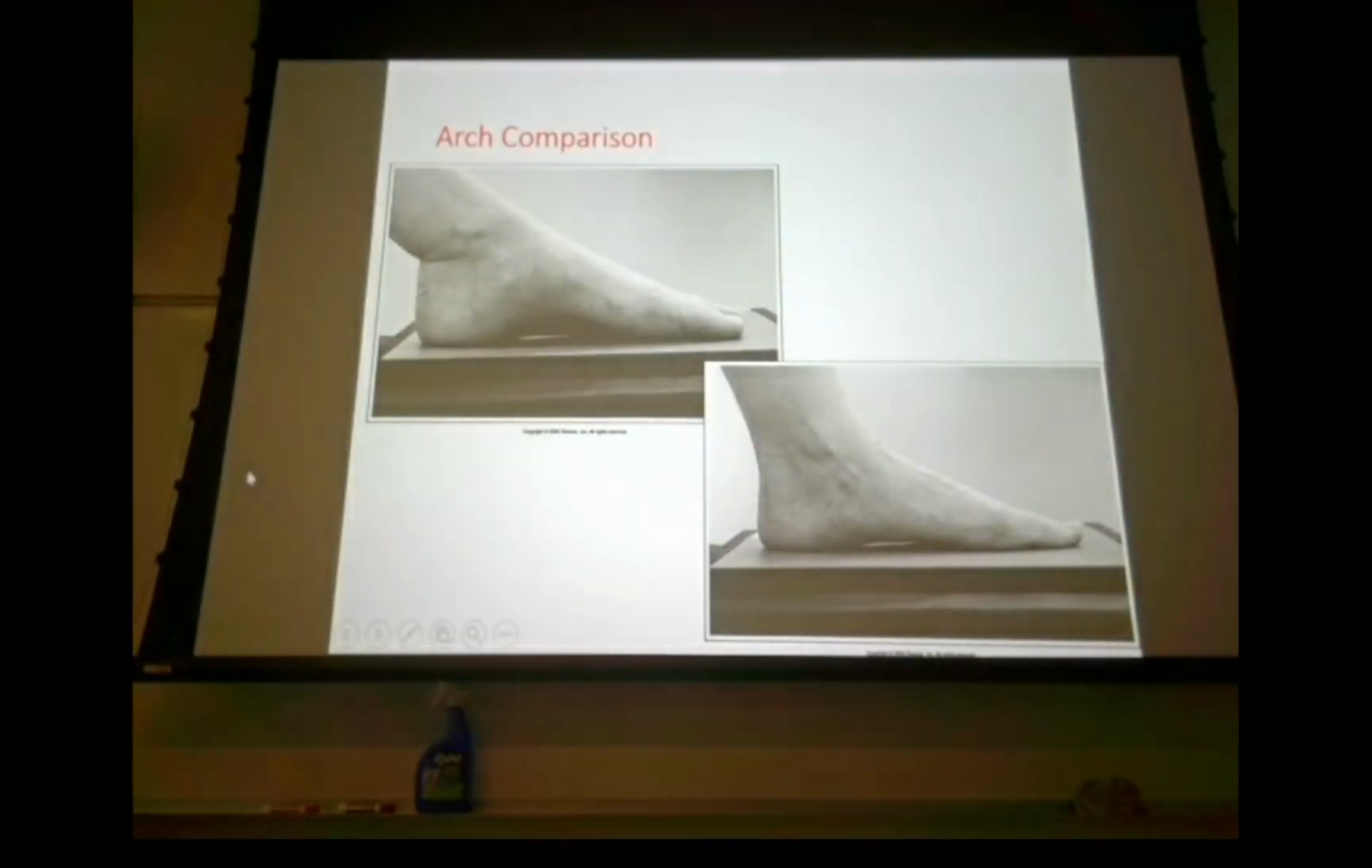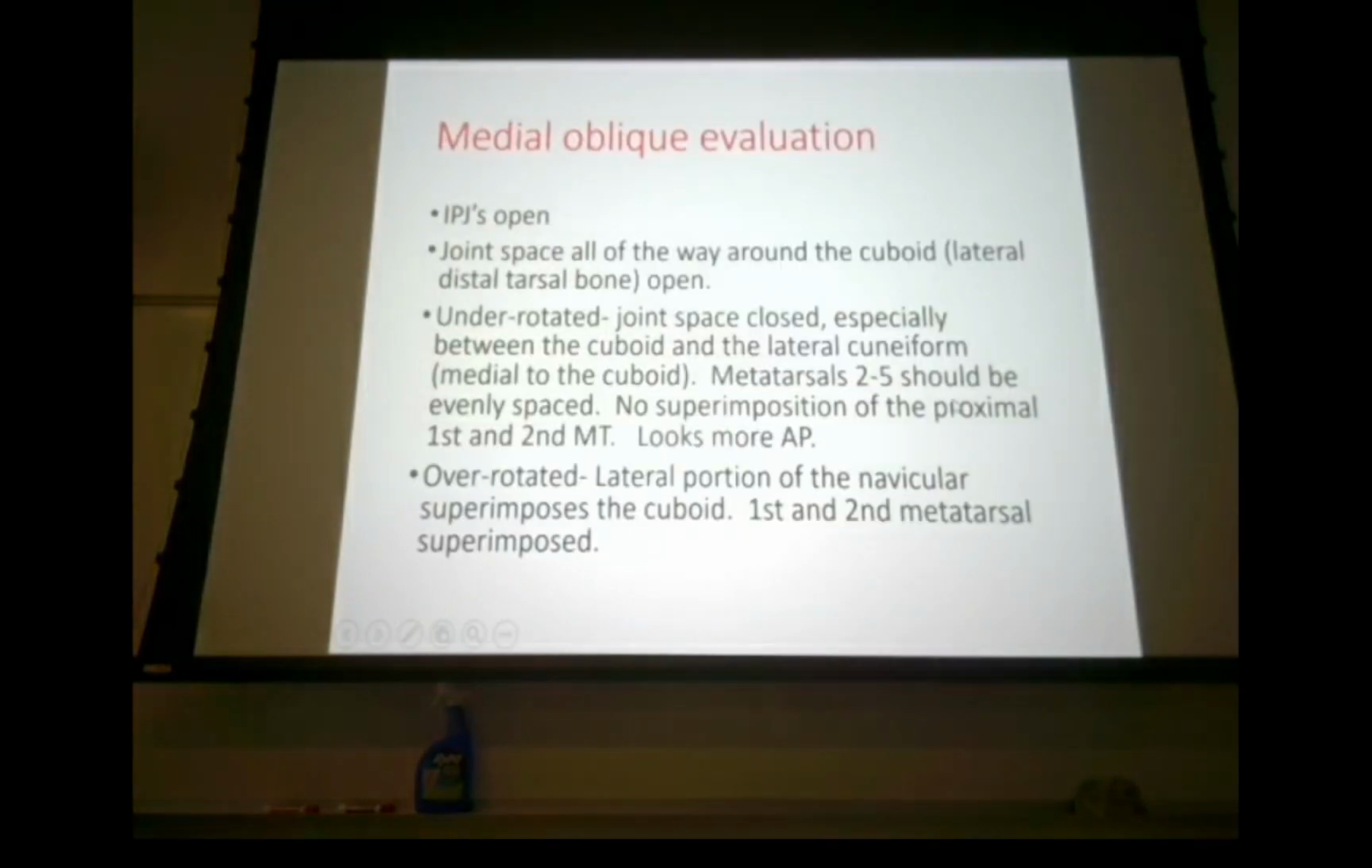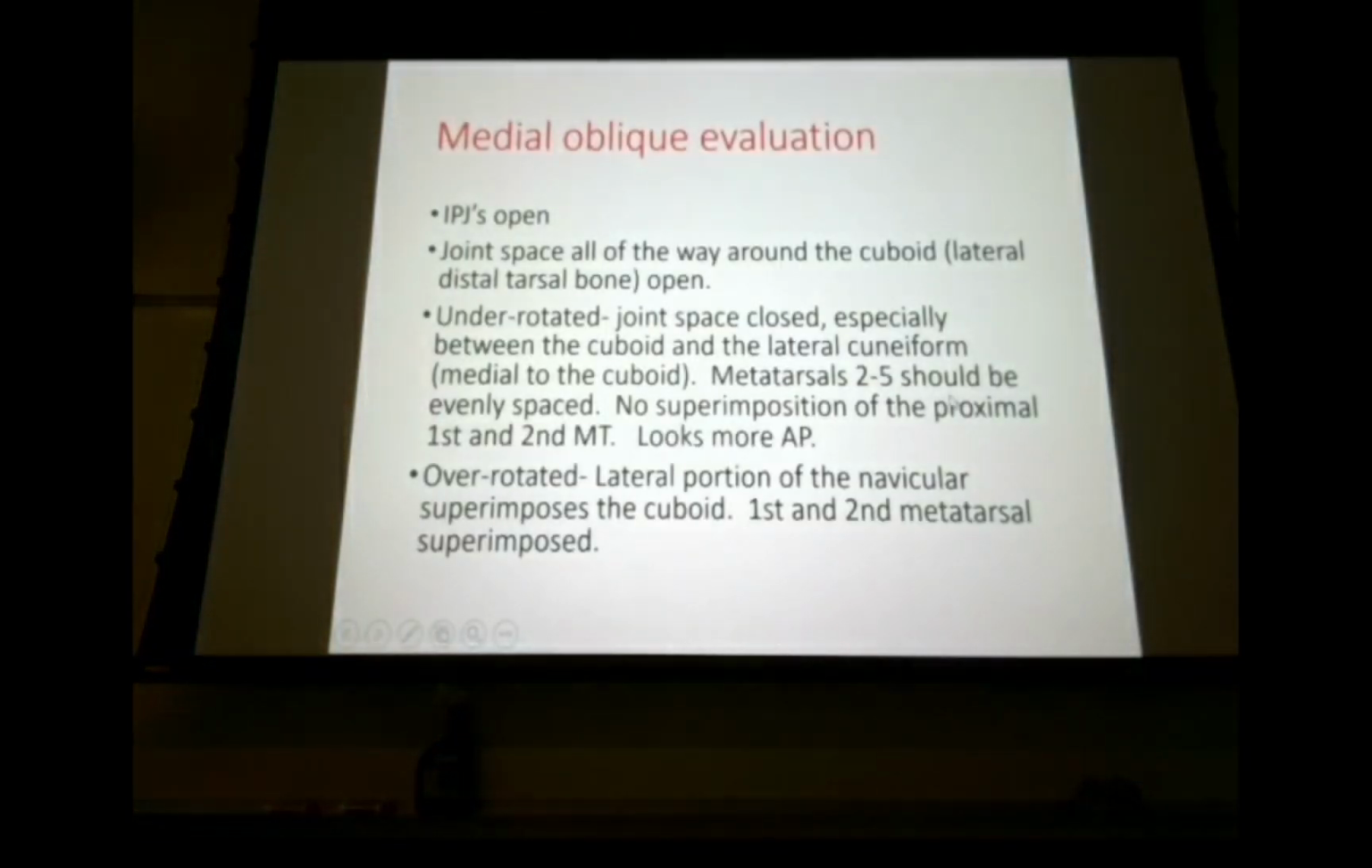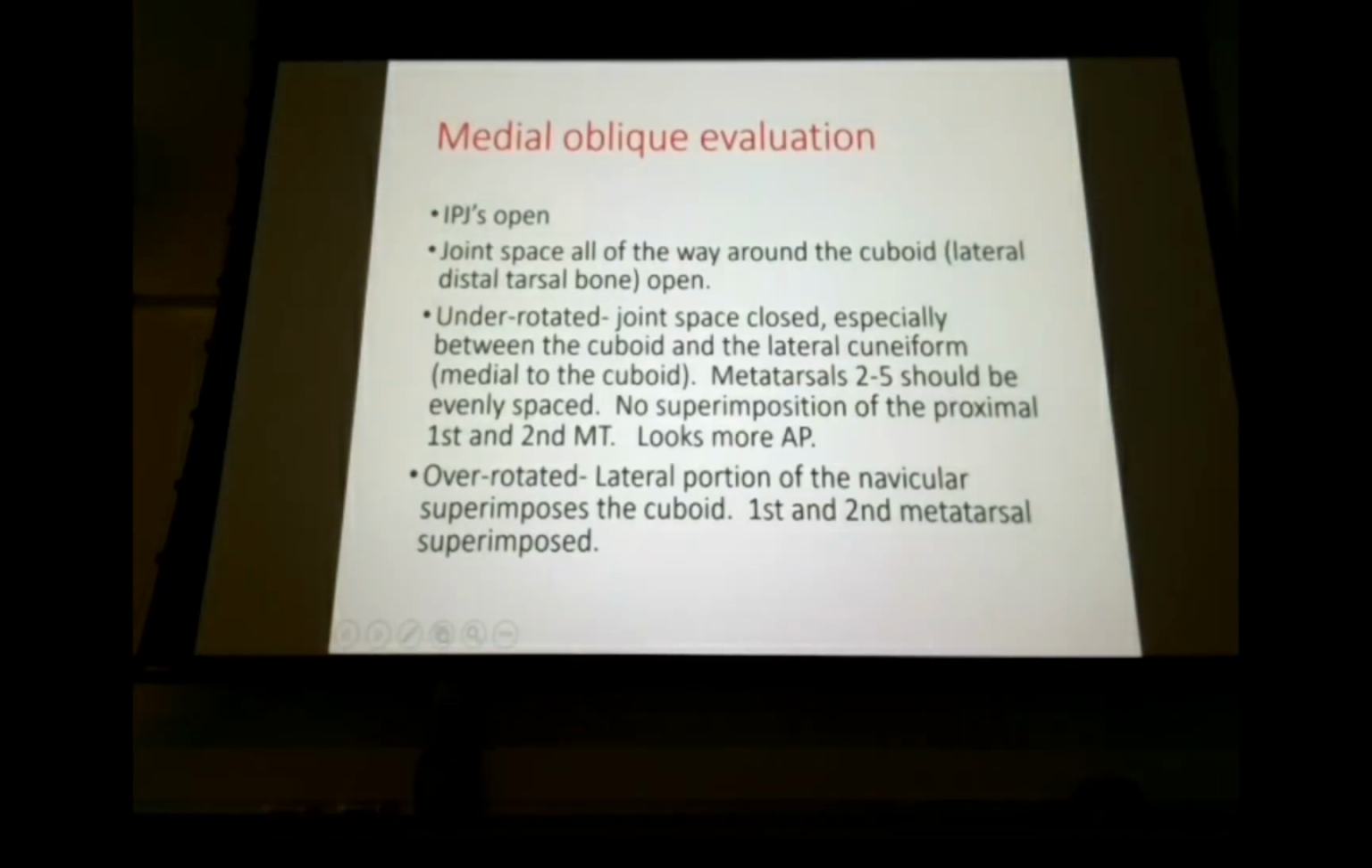But you see what they did here. You've got a little bit of an arch here, and then they brought the leg up and mashed down to try to flatten that arch out somewhat. So our medial oblique, what we're going to be looking at is the bones on the lateral side of the foot should open up. So we're going to have increased superimposition on the medial side.